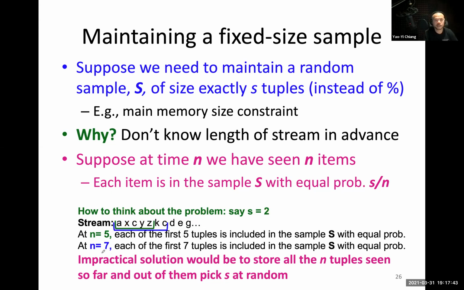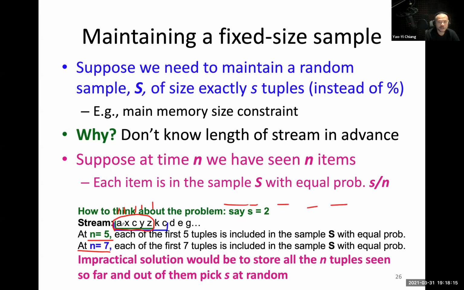If we look at the stream at n equal to 5, it's very easy, right? You have 5 spaces to store the tuples, so you store everyone. And the probability of being selected into the sample is 1 for everyone, because they're all in the sample. When you have n equal to 7, A, X, C, Y, Z, K, C, you still have 5 spaces in the sample.